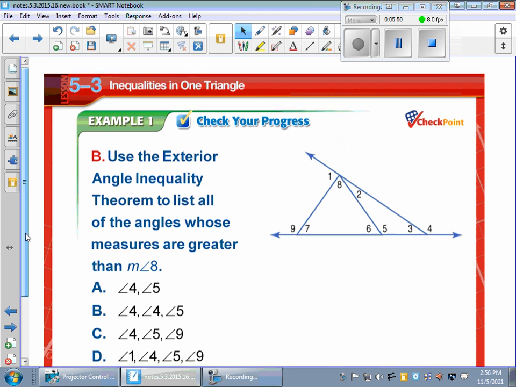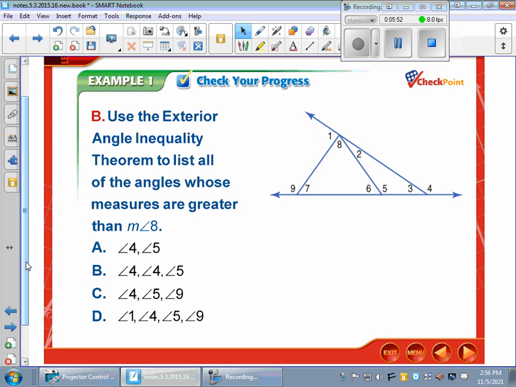So try this one here. All the angles that are greater than the measure of angle 8. So here's the measure of angle 8 right here. So take a look at that. Give it a try. Final answer in this case will be C. C will be the answer to that.